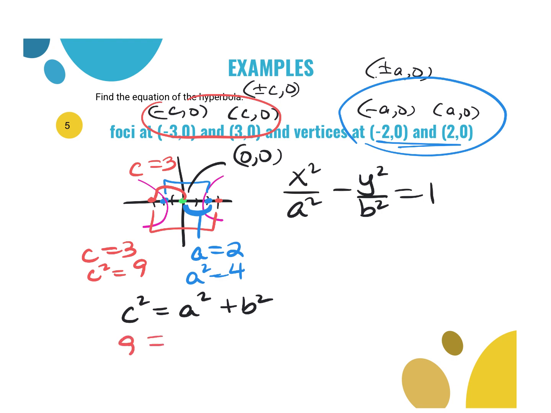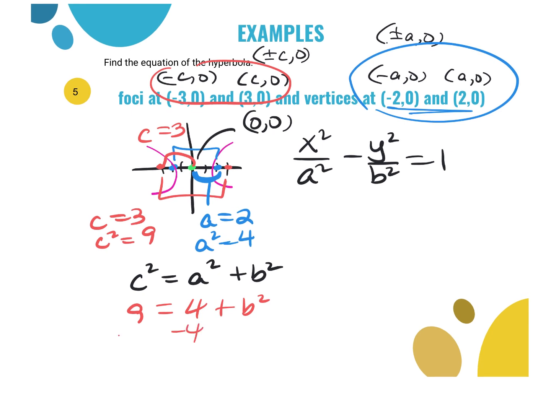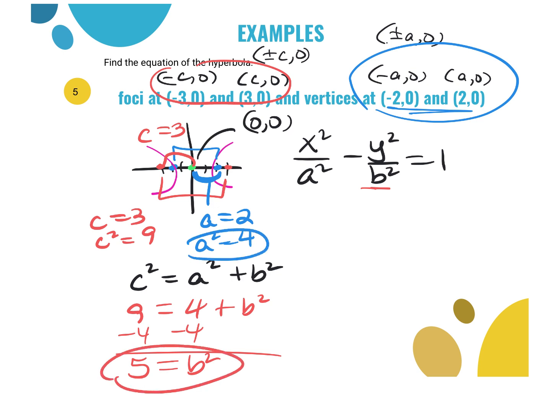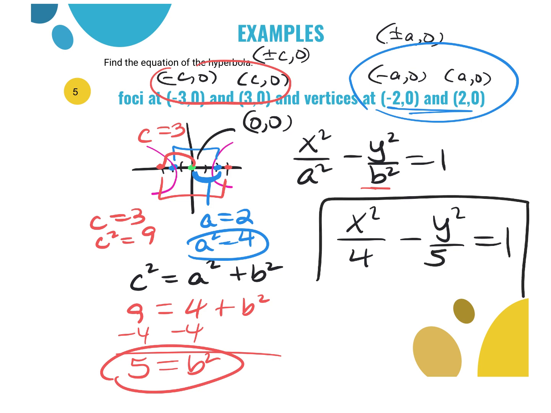So 9 equals 4 plus b squared. Subtract the 4. 5 is equal to b squared. I don't need to square root it because what I'm filling in is b squared. So now that I have b squared and a squared, all I have to do is fill it in. So x squared over 4 minus y squared over 5, and I am finished. And that is my equation given those 2 focus points and the 2 vertices.